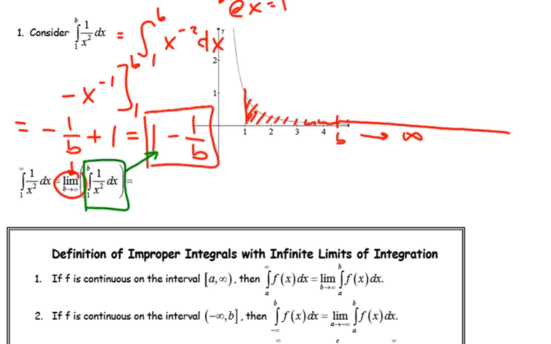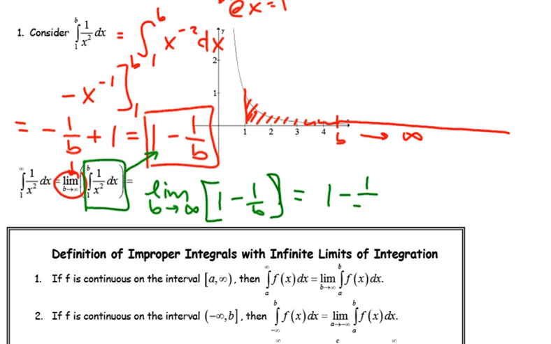So what we're really finding is the limit as b approaches infinity of this integral we already found, 1 minus 1 over b. If you calculate that limit, you would get 1 minus 1 over something approaching infinity. So that would really be 1 minus 0, which is 1, which is actually finite area.